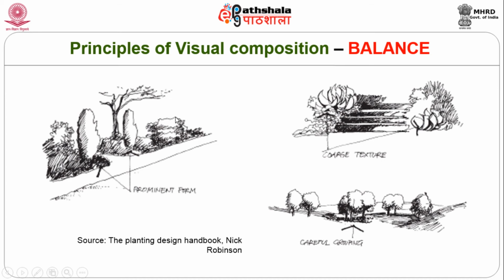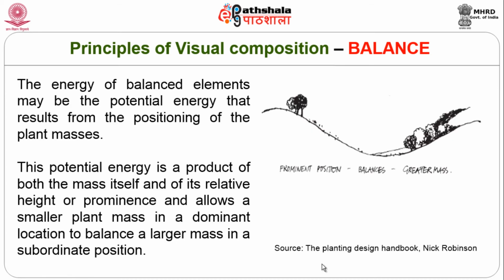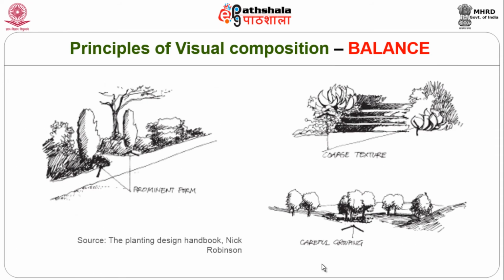So, not only in terms of how we arrange on either side of the axis at a larger scale, but also the position, the altitude, the elevational aspects, as to at what elevation something is placed, and how that massing is being brought about on a larger scale. So, this potential energy is a product of the mass itself, and it is also relative to the height, and also the important aspect of giving prominence by placing a particular element in a particular area. These things are very important in the visual composition of plants.